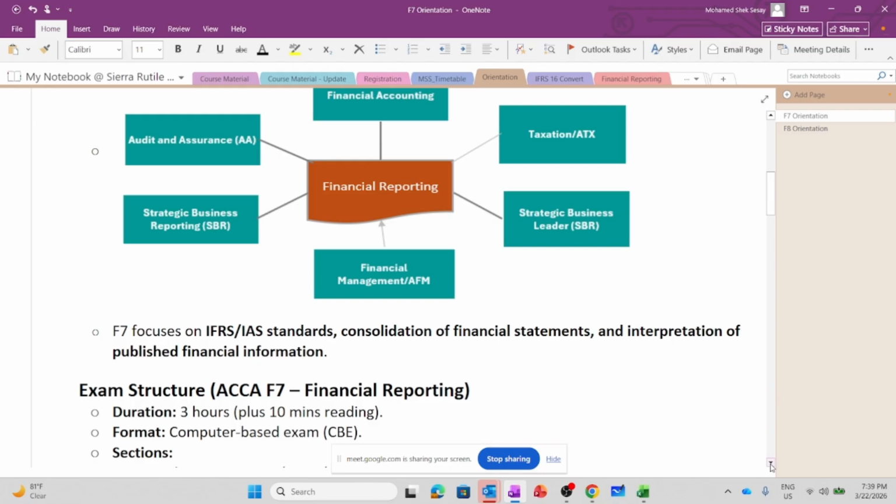So basically, financial reporting focuses on IFRSs and IASs. Also, we are going to look at the consolidation of financial statements, which is very important for the financial reporting examination. And more important is the interpretation of published financial information. Because now the concept of accounting is moving from just calculation or punching of figures. You need to know how to interpret and how to give clear justification of each figure.